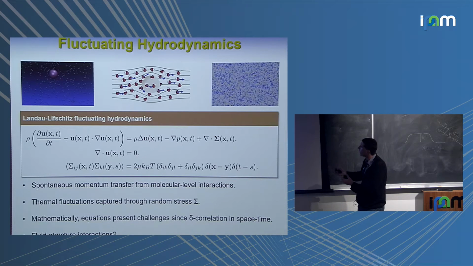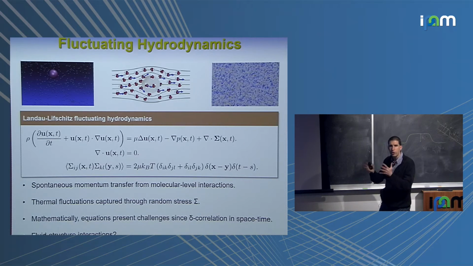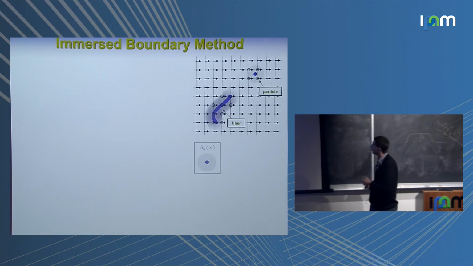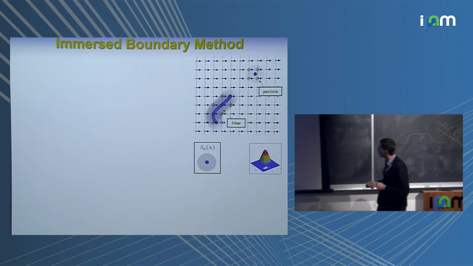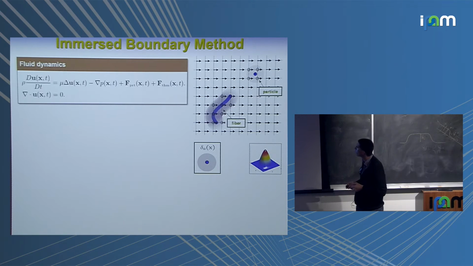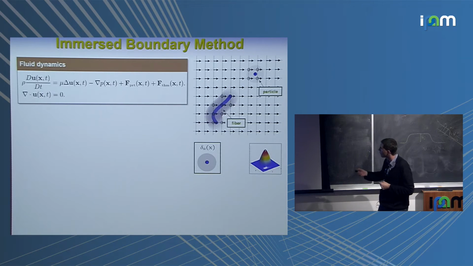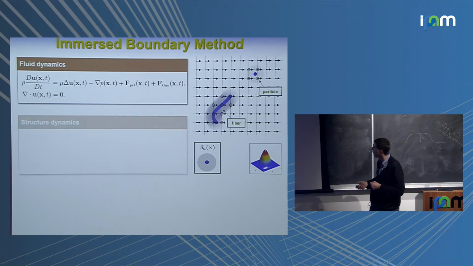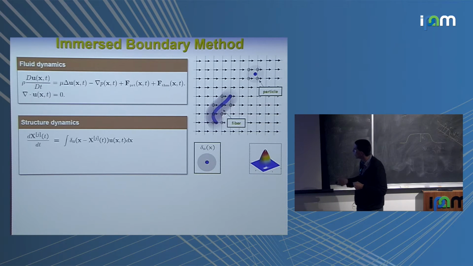Now, what I'm mainly going to focus on is how to incorporate basically fluid structure interactions into this kind of Landau-Lifshitz fluctuating hydrodynamics so we can use it for thermostating. And so, as I mentioned, I'm going to mainly focus on this immersed boundary approach, although there are other techniques that can also be used. And so we have the fluid mechanics here, given by essentially the Landau-Lifshitz fluctuating hydrodynamics. You have the microstructure forces.